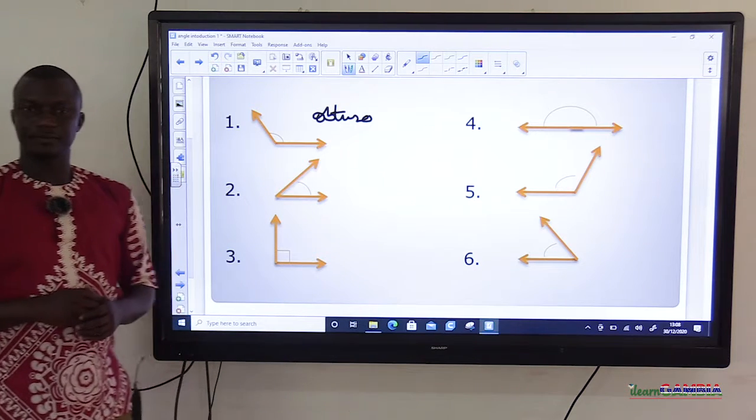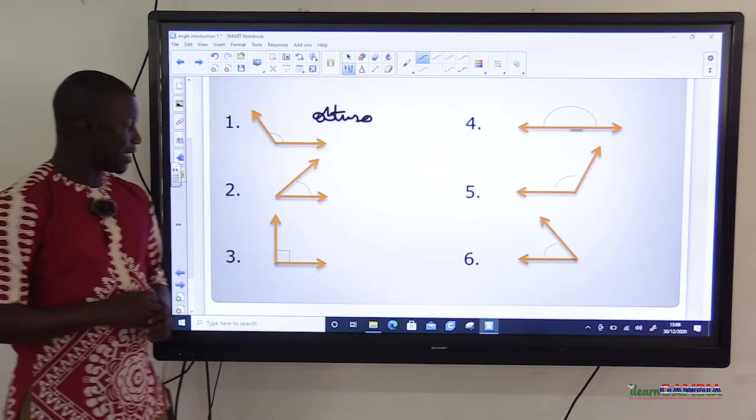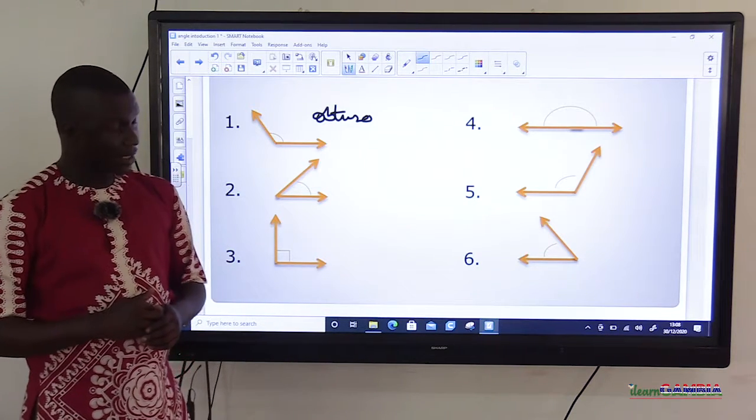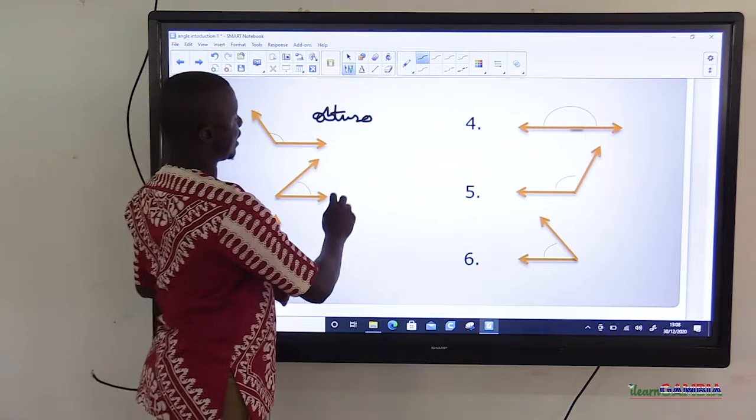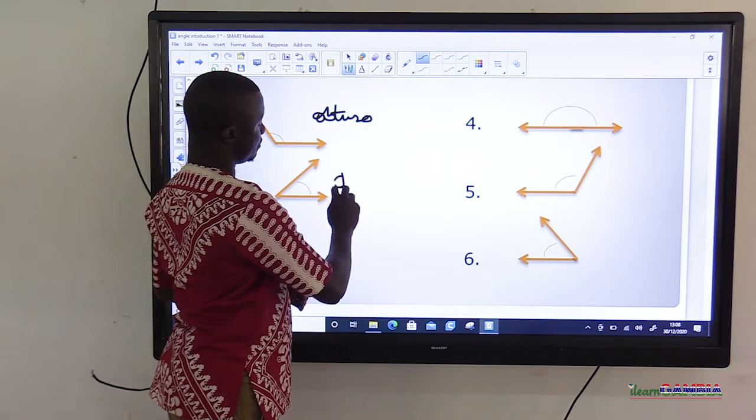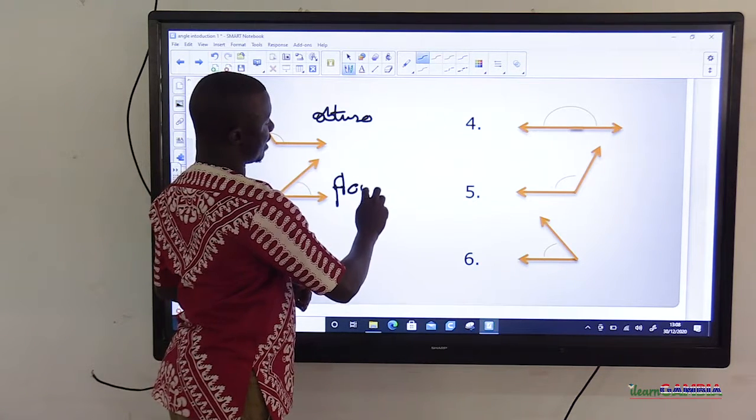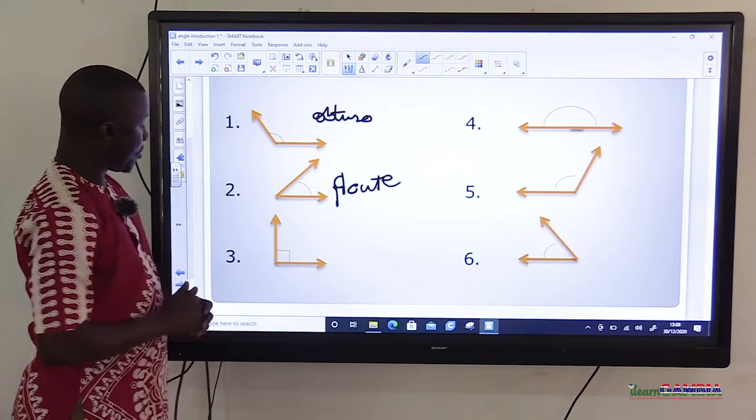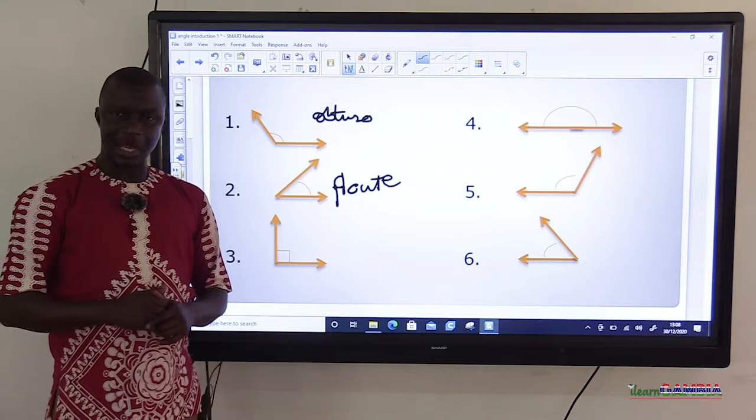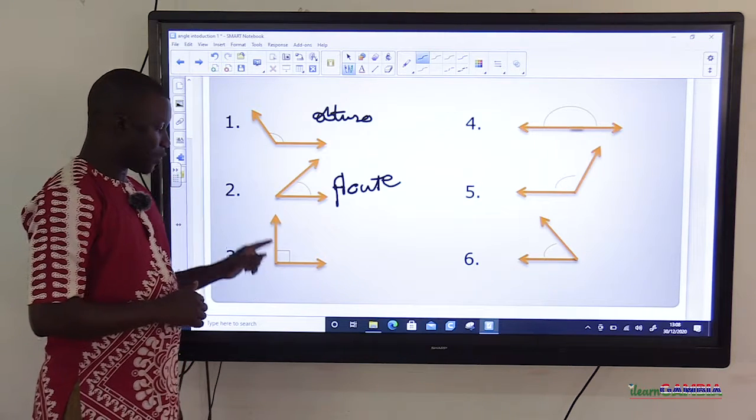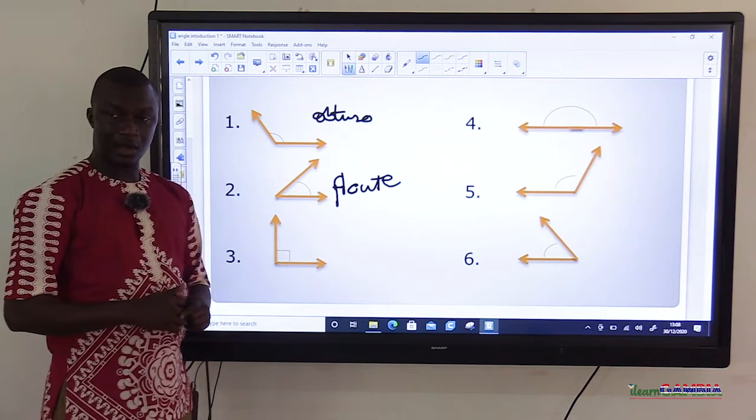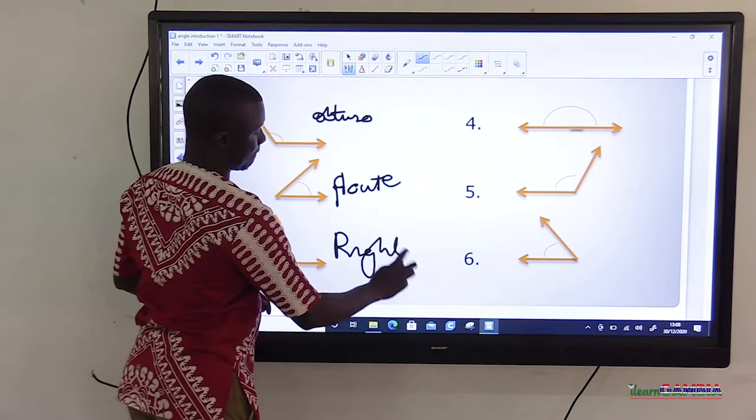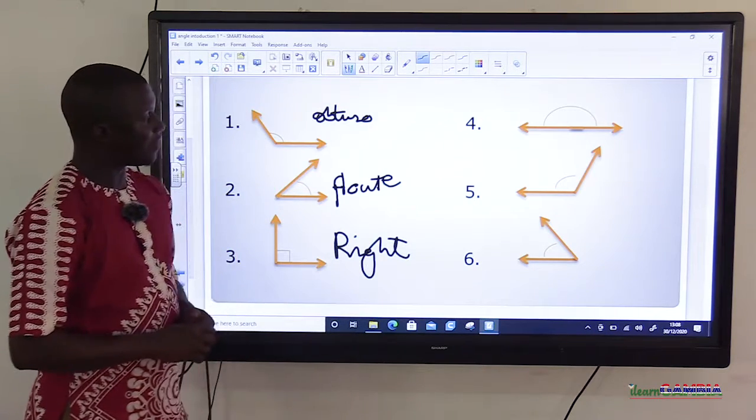Example 2, we can see it is less than 90, but more than 0. And that qualifies as an acute angle. This is an example of an acute angle. Okay? Number 3 is a right angle. It's denoted with a small square at the right angle. So therefore we say this is a right angle. This is an example of a right angle.